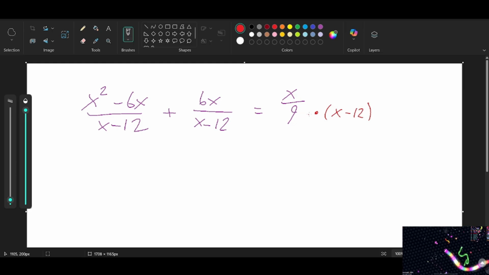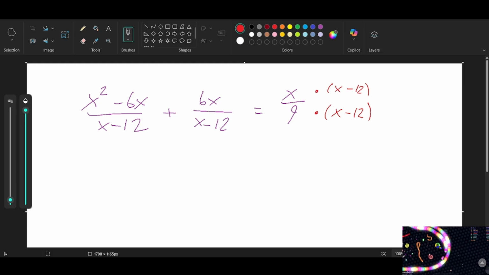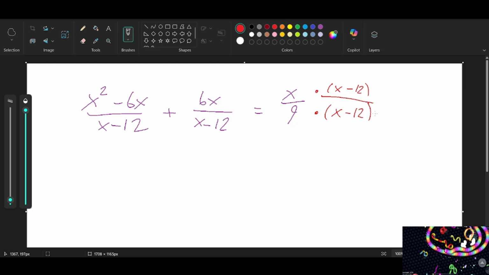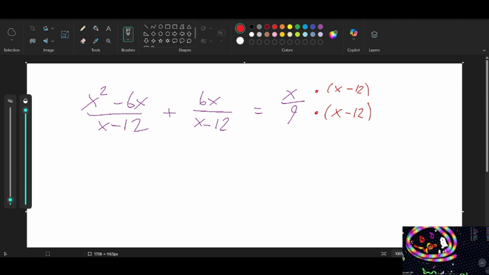But it's not just to the bottom of the fraction. I need to multiply it to the top and the bottom. The reason for that is that if we multiply the same thing to the top and the bottom of a fraction, it doesn't change the value of that fraction. While it does change how it looks, technically, x minus 12 divided by x minus 12 is the same as multiplying by 1. So it doesn't actually change anything. If you don't understand that, that's fine. If you just want to understand what we have to do, then let's do it.